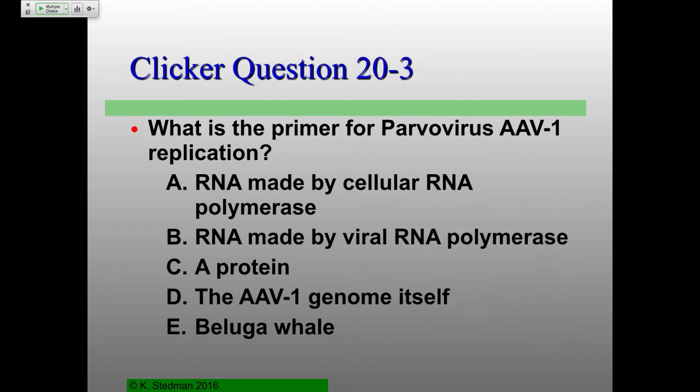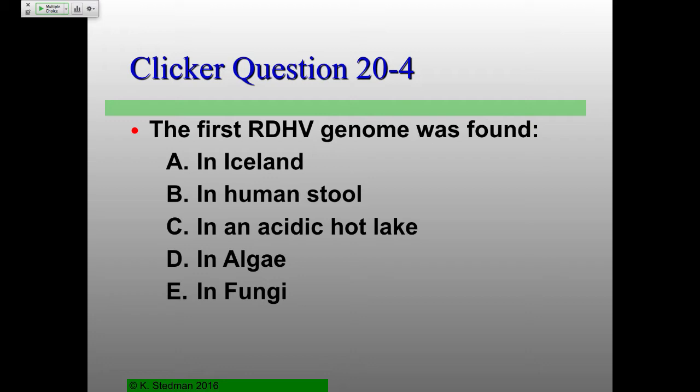So the last question that hopefully he also did a really good job of talking about was the virus that he's working on. The first RDHV genome was found in Iceland human stool, Titicaca Lake, algae, or fungi. That does not sound like a place I want to visit.